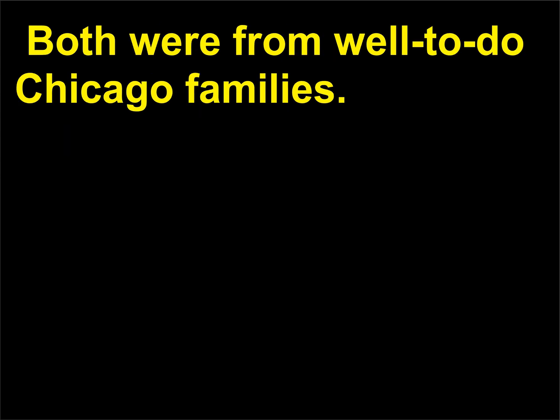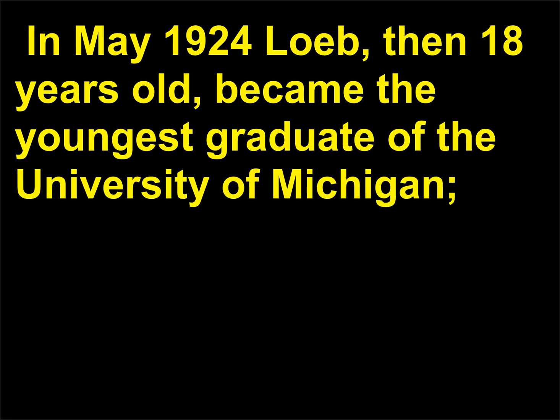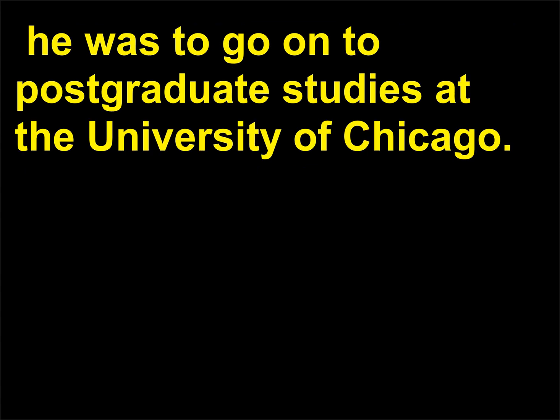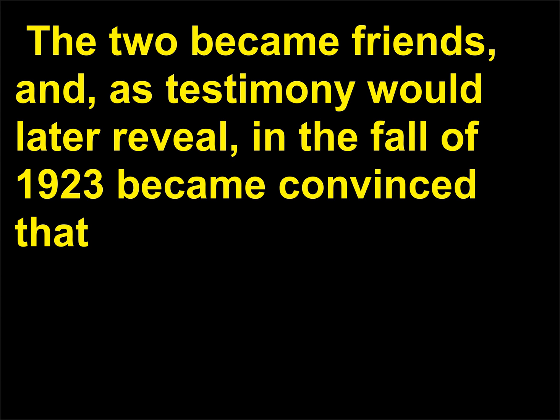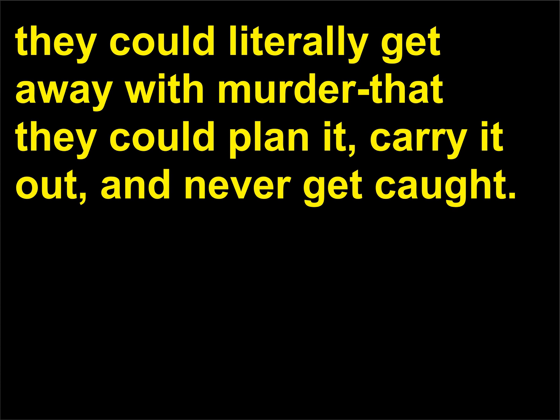In May 1924 Loeb, then 18 years old, became the youngest graduate of the University of Michigan. He was to go on to postgraduate studies at the University of Chicago. 19-year-old Leopold was a member of Phi Beta Kappa and a law student there. The two became friends, and, as testimony would later reveal, in the fall of 1923 became convinced that they could literally get away with murder, that they could plan it, carry it out, and never get caught.